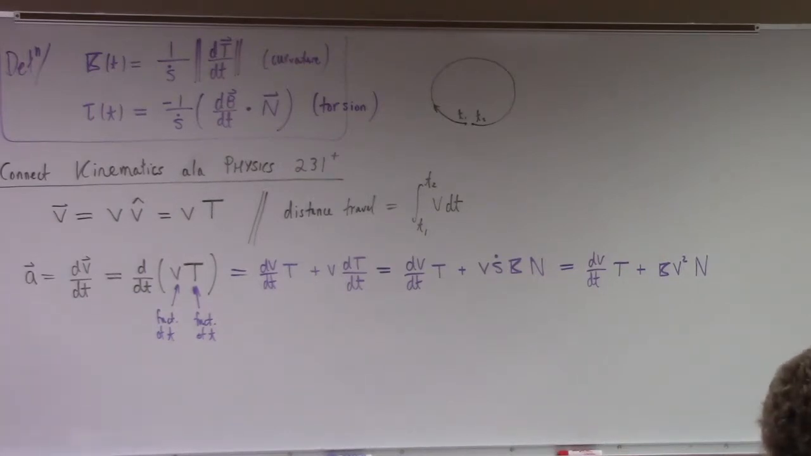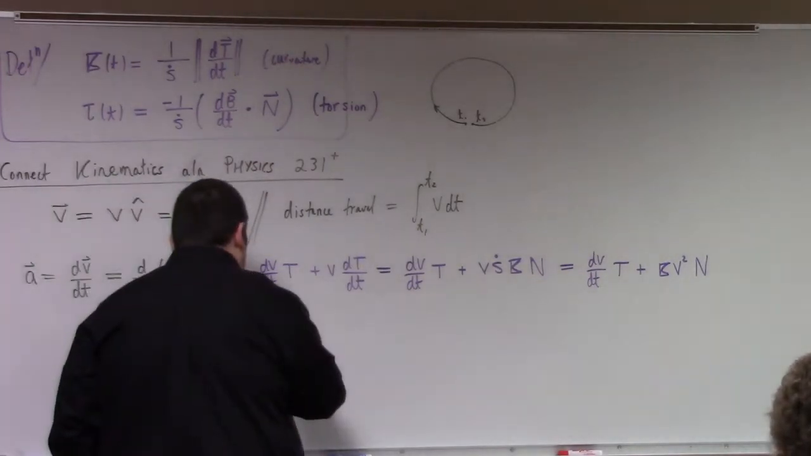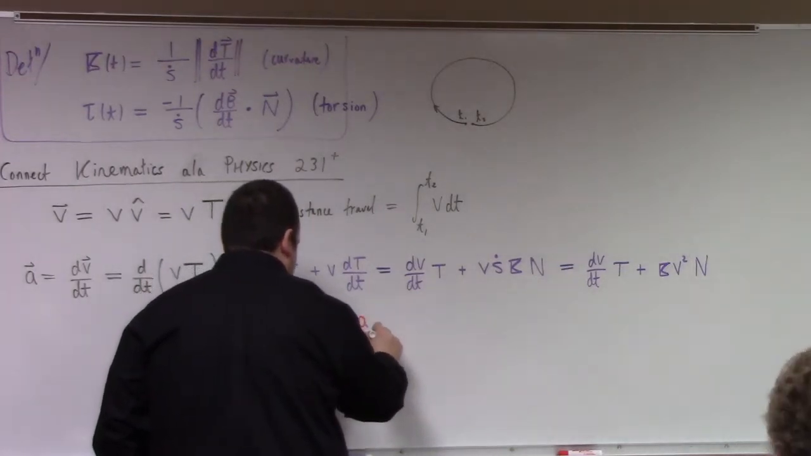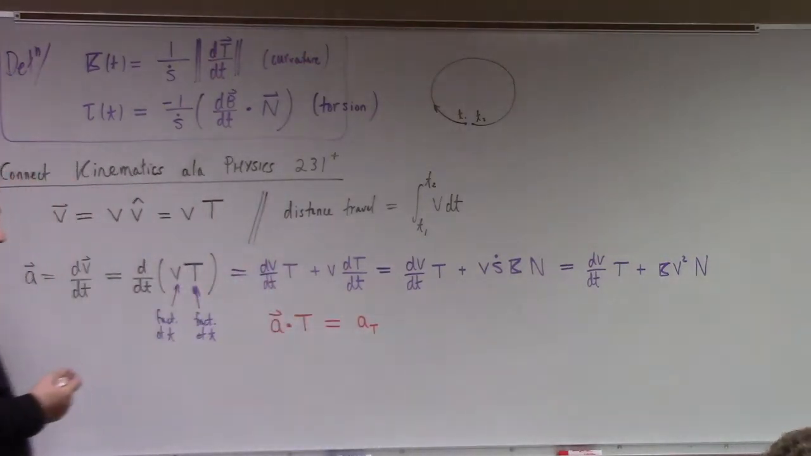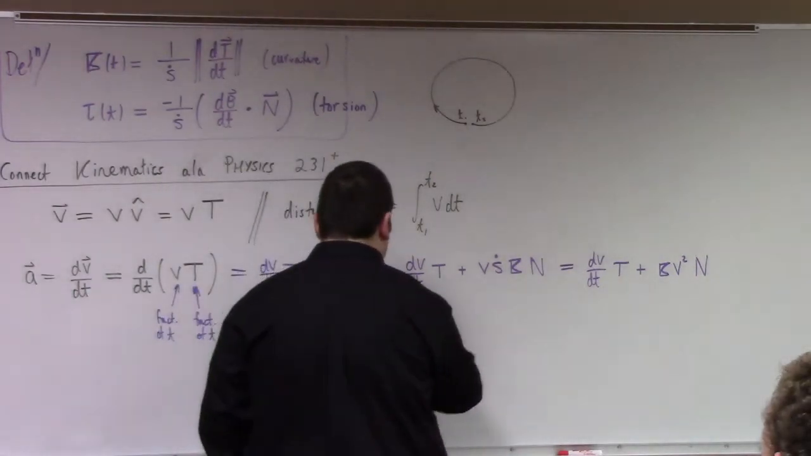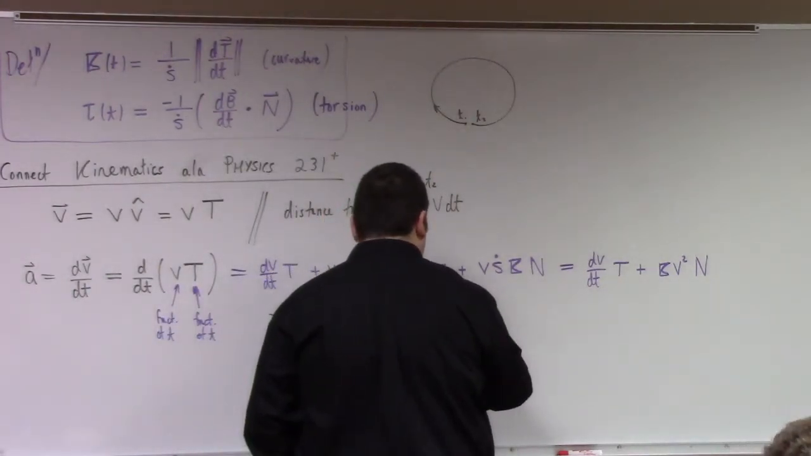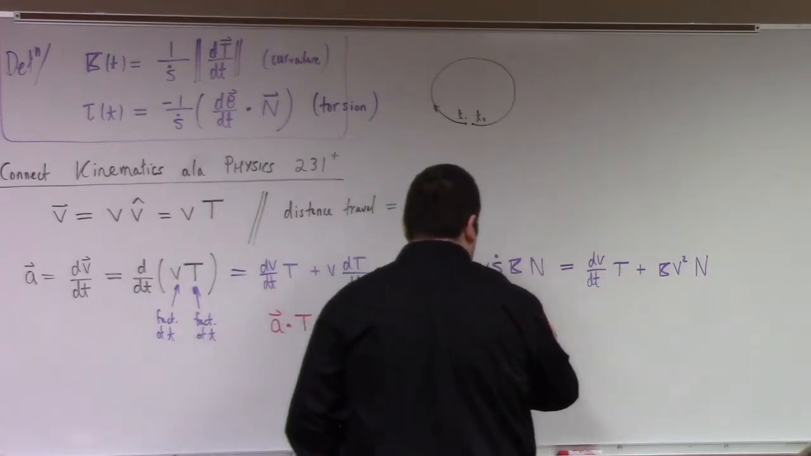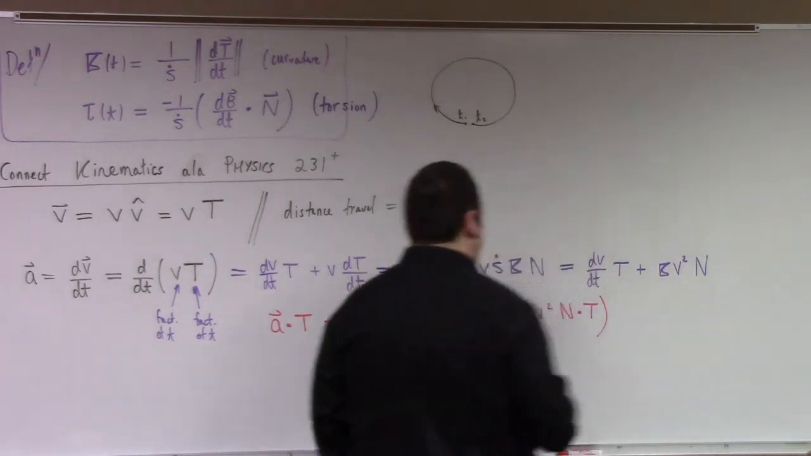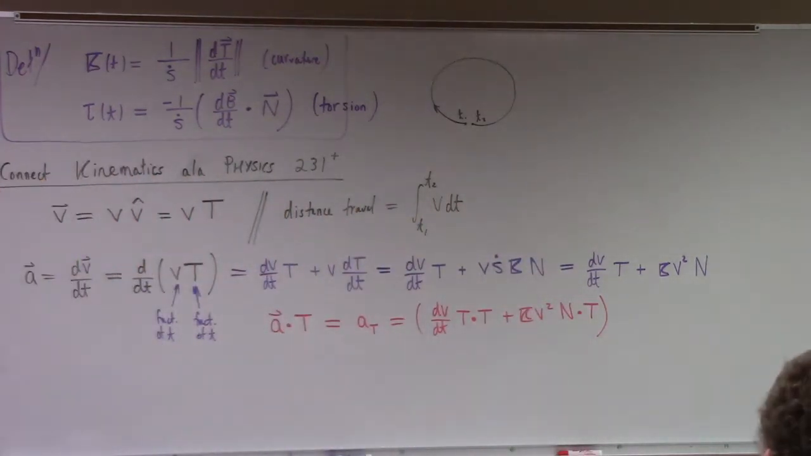Now, let's look at this equation. Let's take the dot product of the equation with T. What's a dot T? Let's say that that's a sub T. It's the tangential component of the acceleration. But that's also equal to dv/dt T dot T plus kappa v squared N dot T. What's N dot T? It's 0.